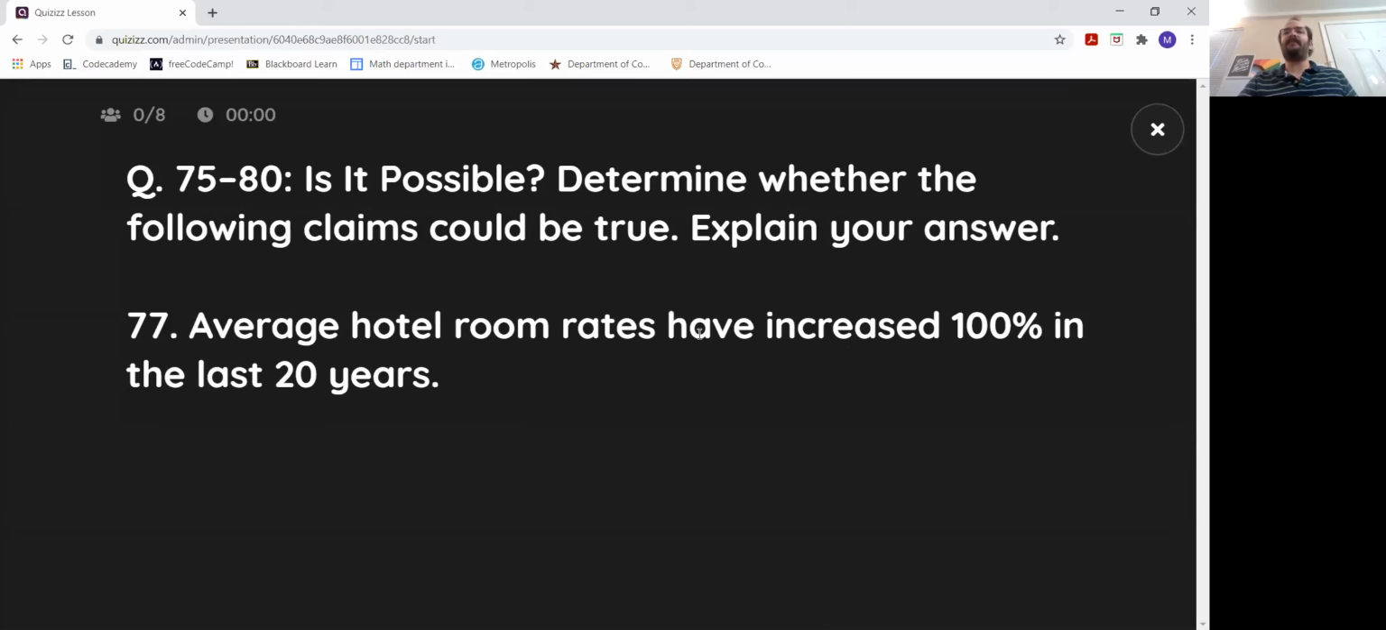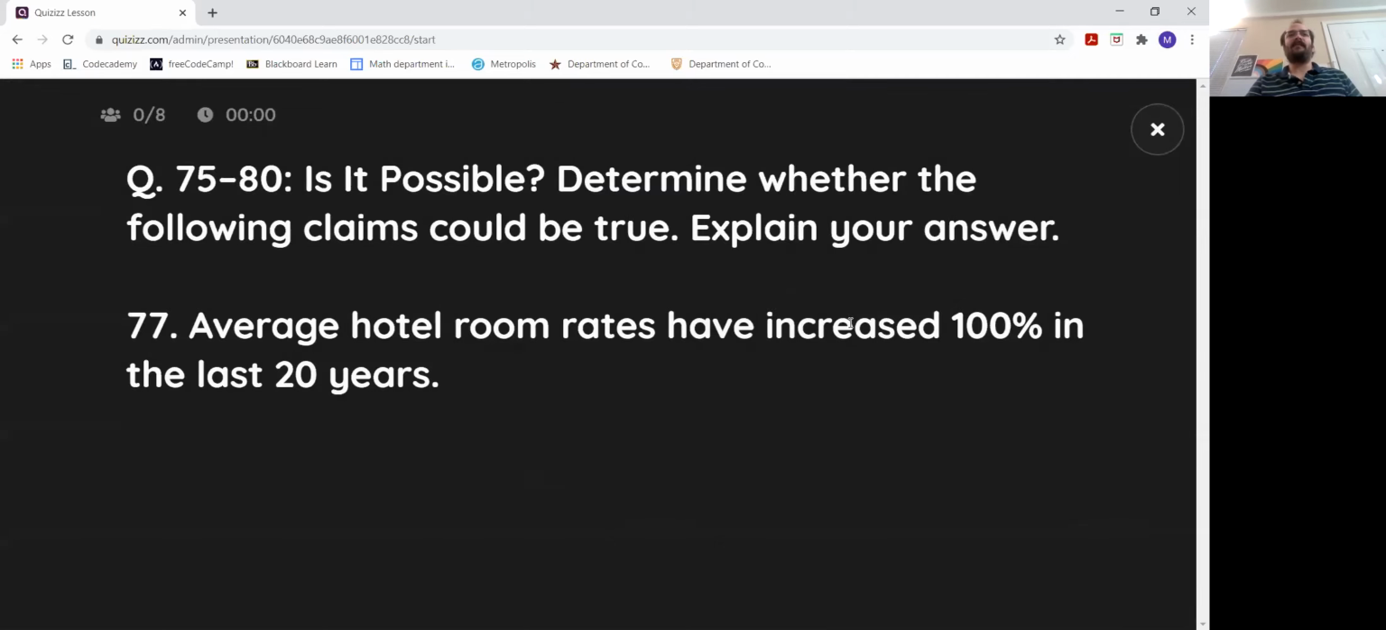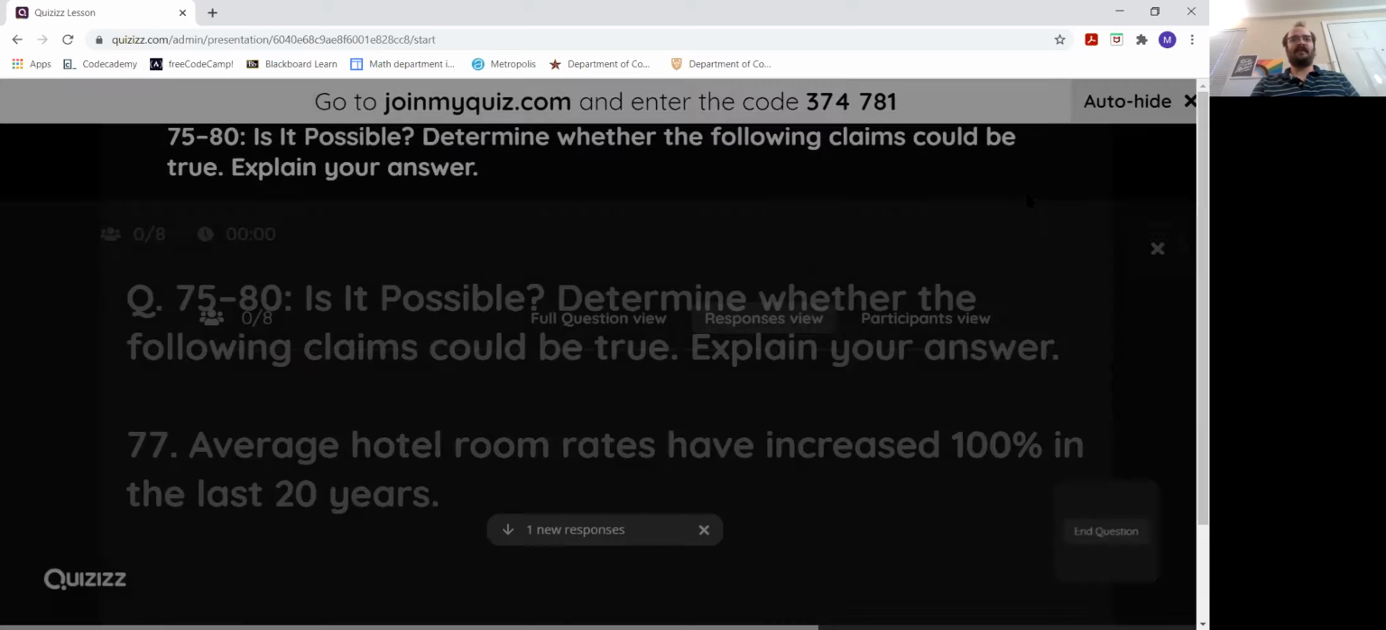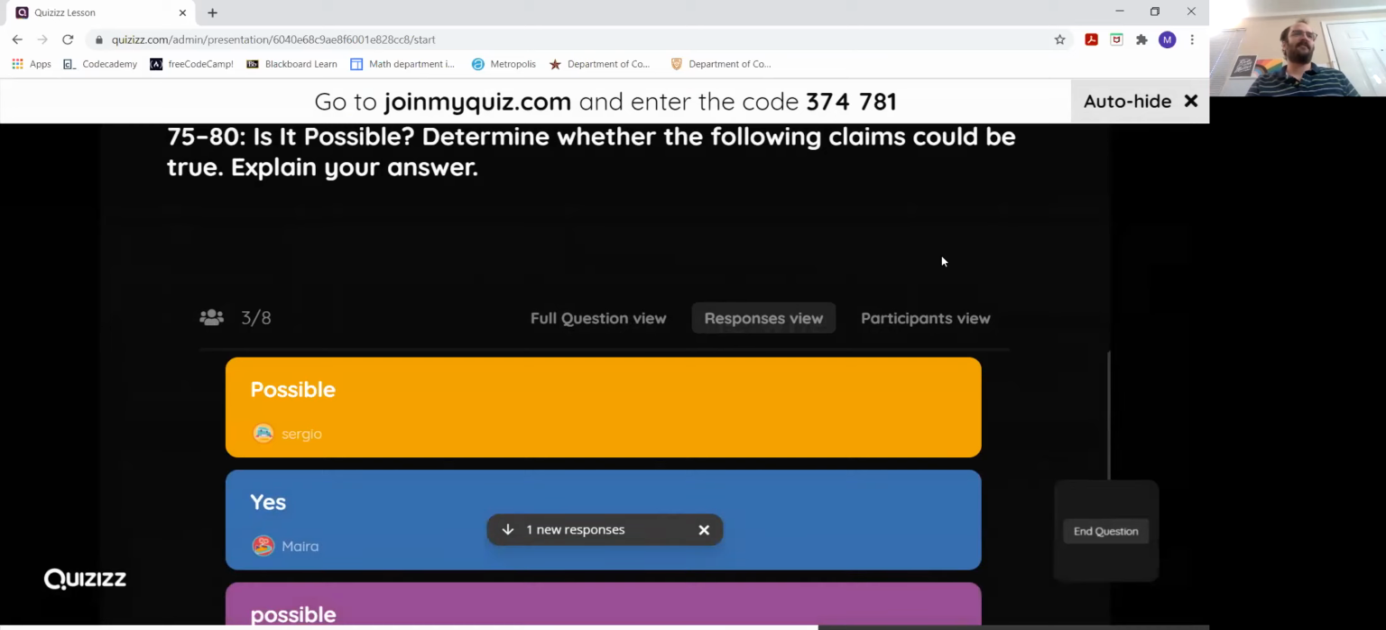Average hotel rooms have increased 100% in the last 20 years. Is that possible? Can you think of a number you could throw in there? Would it work? So if they were $50 20 years ago, and we increase it by 100%, is that possible? Yeah, it's possible. Let's say they were $50 20 years ago. If we go up 100%, we're doing 50 plus 50. We're going up to $100. Yeah, it's possible.